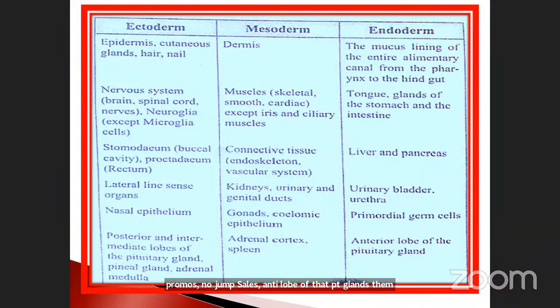Which one, you know? The nasal epithelium is ectoderm. Which part comes under the heading ectoderm, endoderm, or mesoderm? Like that, they may ask the question. So you should be clear in this category. Okay, so go to the next one.